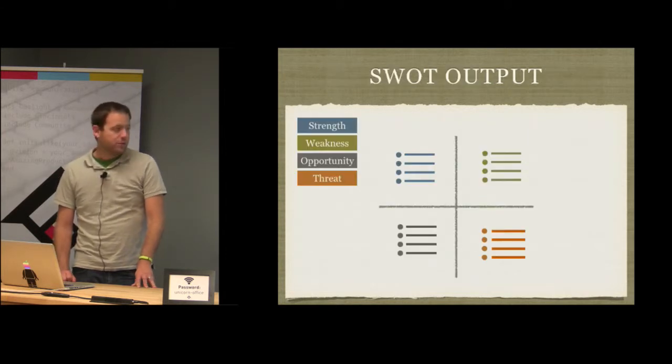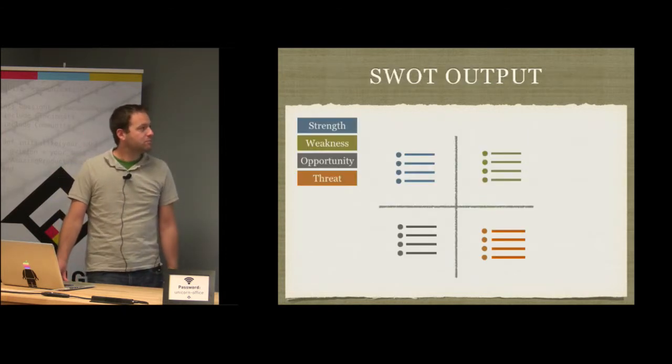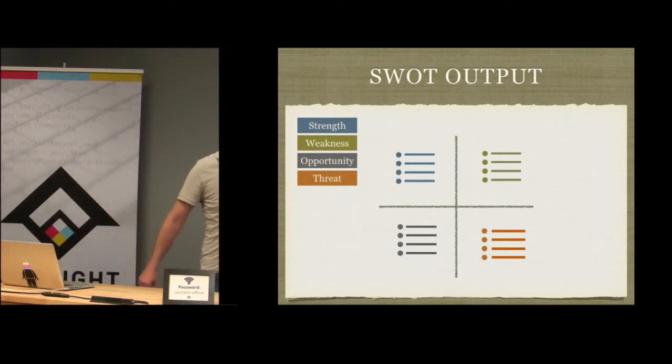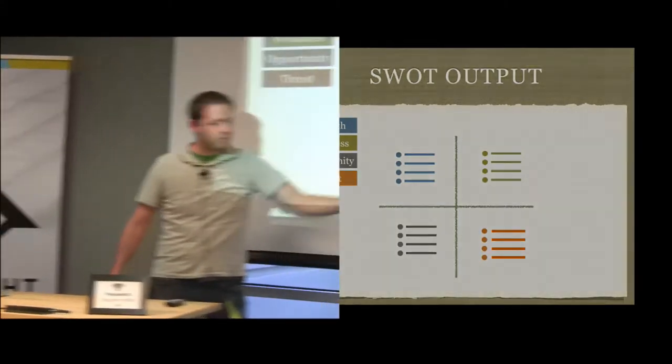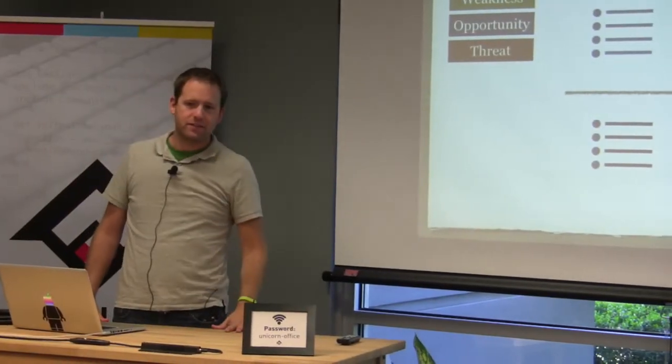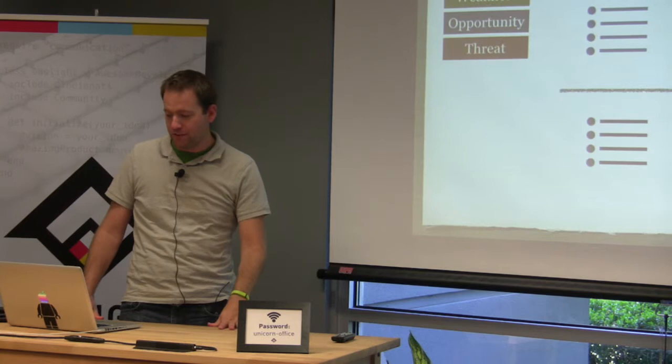And this is the basic output. It's what you think it would be. Here's our strengths. 1, 2, 3, 4. Here's our weaknesses, opportunities, and threats. So we build up this big list of all these things going on around us, and we distill them into the most important ones.